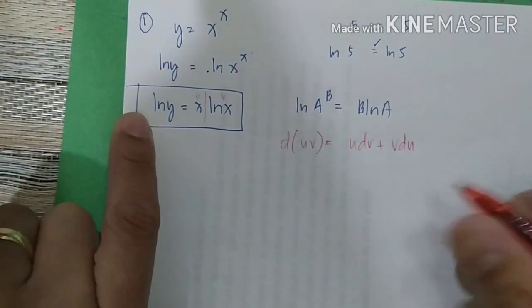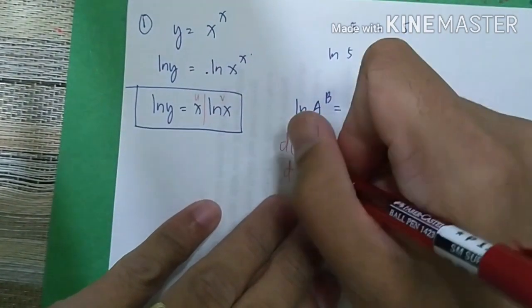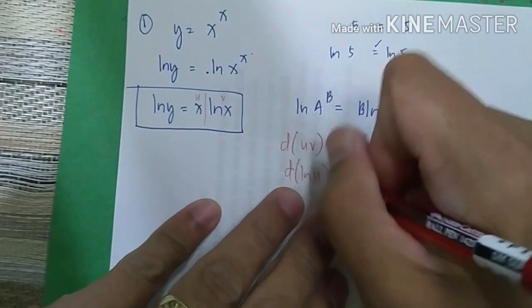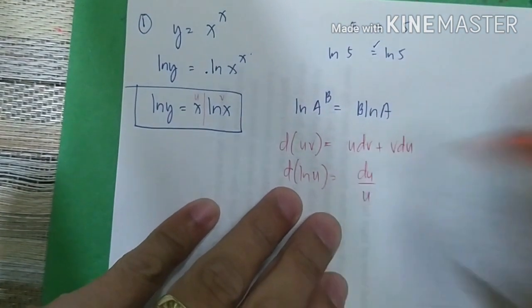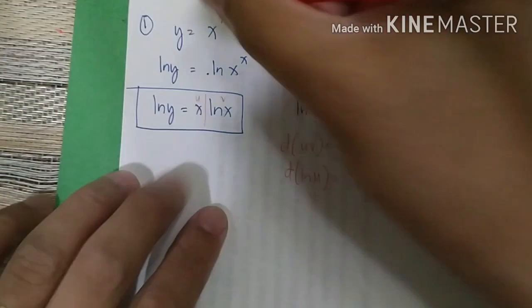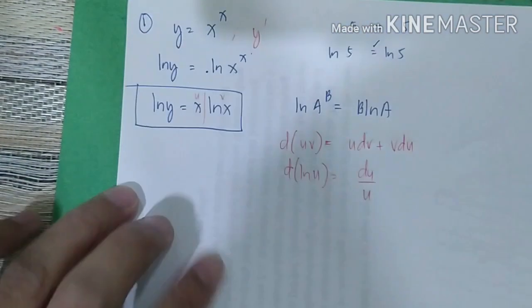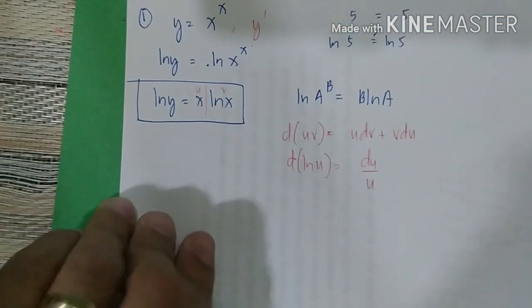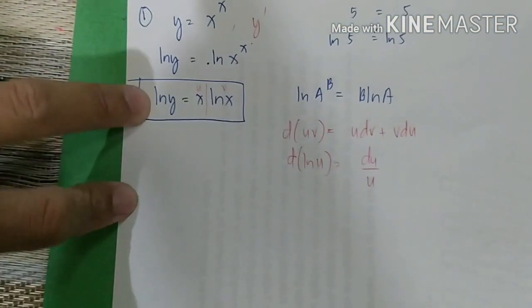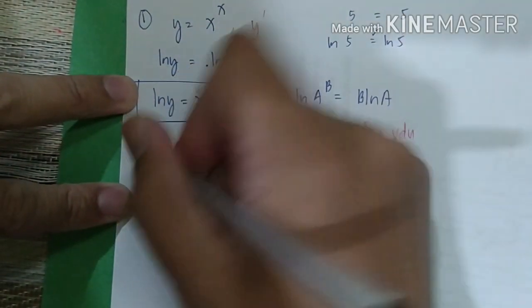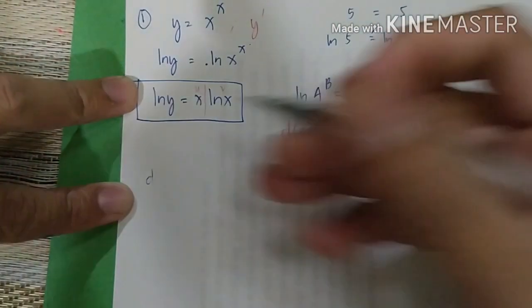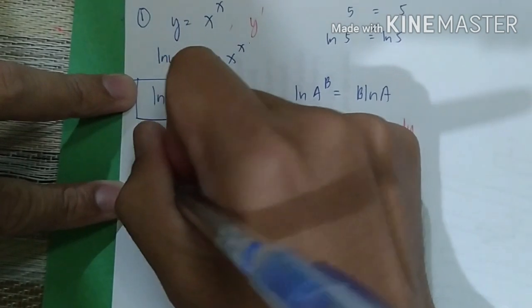So, since may ln, gagamit rin tayo ng principle na derivative of ln of u is du over u. So since we're looking for the value of the first derivative y prime, so all I need to do is to take the derivative of both sides. So that's derivative of u. So derivative of y over y.